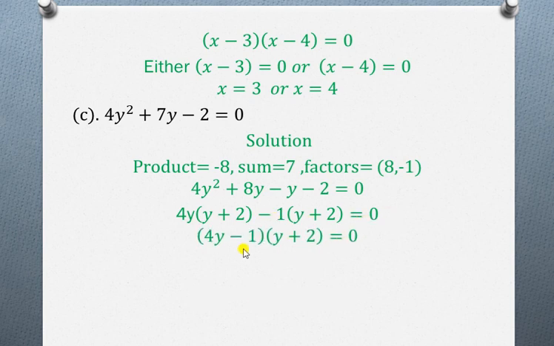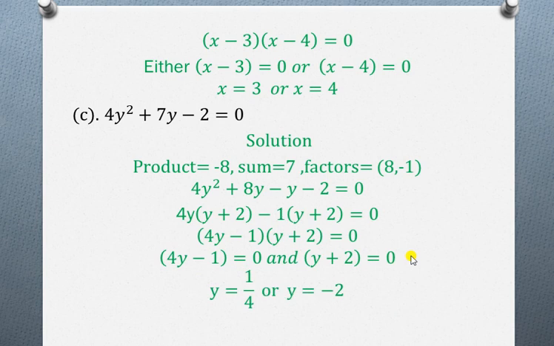Next to that will be that term. We now have 4y minus 1 into y plus 2 equals to 0. Either the first bracket equals to 0 or the second one equals to 0. And that gives you the values of y as a quarter and negative 2. That becomes our solution.